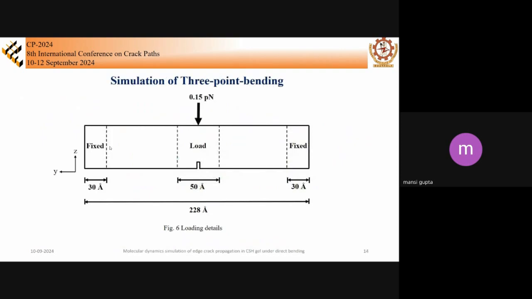The simulation of three-point bending has been done by fixing the end atoms for 30 angstrom distances at each end, and the rest of the system has mobile atoms. The middle 50 angstrom part is kept as the loading region, and a load of 0.15 piconewton has been applied.